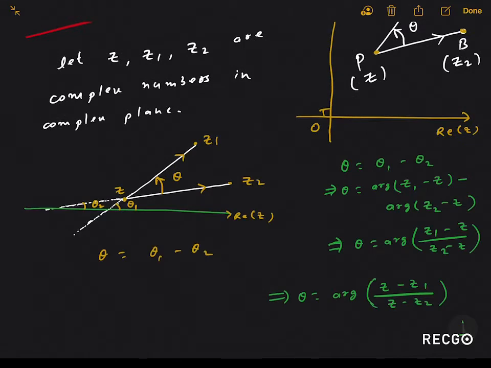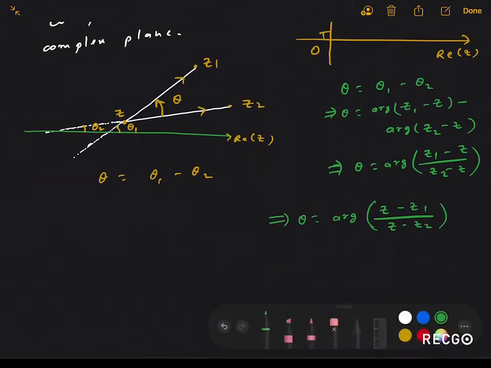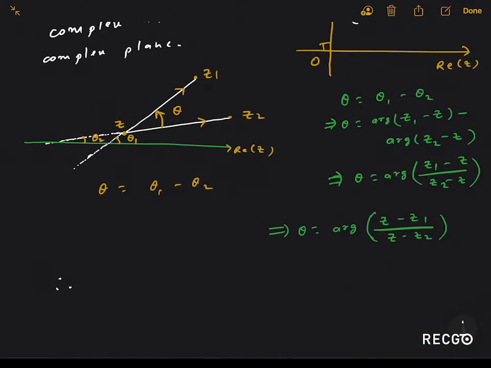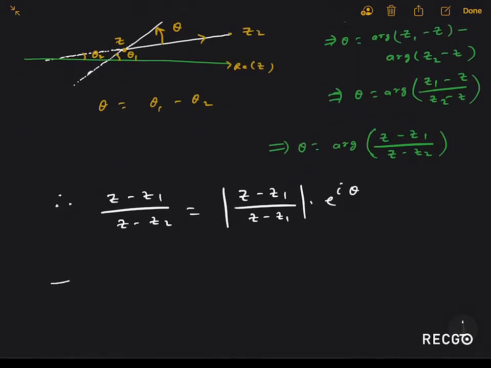As you can see here, if I assume the two angles as theta 1 and theta 2, then theta is equal to theta 1 minus theta 2, where theta 1 is the argument of vector z minus z1 and theta 2 is the argument of vector z minus z2. Applying the property of arguments, we get theta equal to argument of (z minus z1) by (z minus z2).